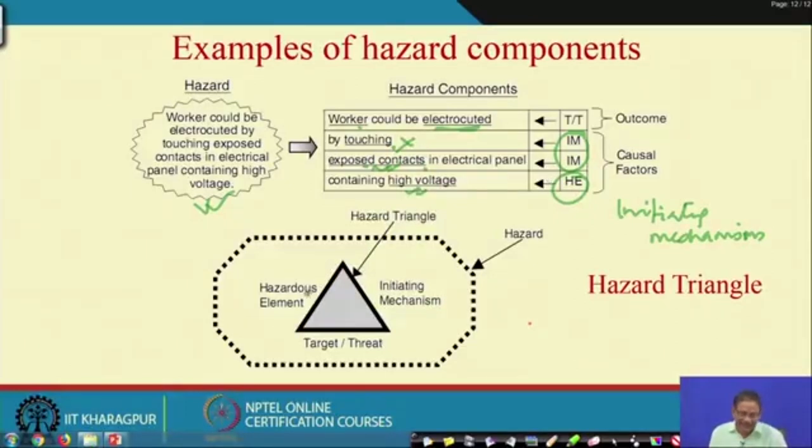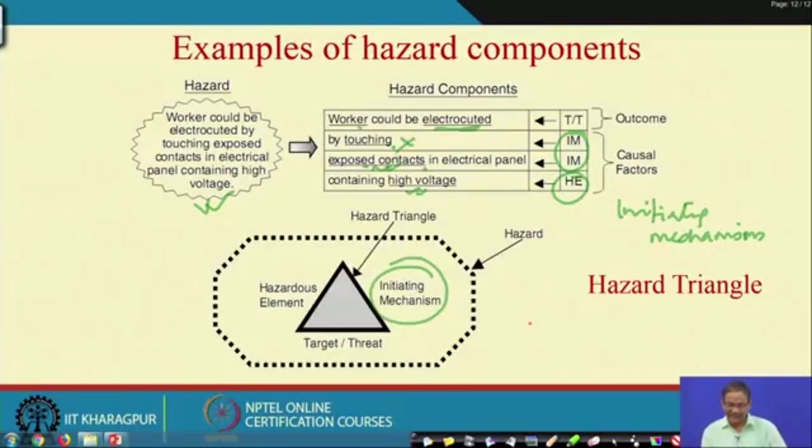One is hazardous element, which is essentially the source of hazard. For example, here high voltage. Second one is initiating mechanism, because that high voltage will not cause electrocution unless the wire is exposed bare, as well as the person touches it. So the person does touch the exposed wire, that's why electrocution has taken place. These are the initiating mechanisms.